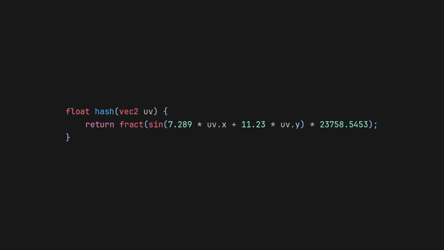So, what is a hash function? A hash function takes an input, like UV coordinates, and returns a pseudo-random number, usually a float in the 0 to 1 range, that's consistent for the same input. Let's look at why float-based hashes fail, and how a uint-based hash fixes those issues with simple, bitwise operations.